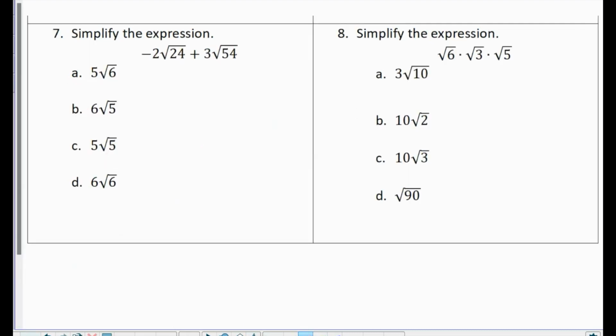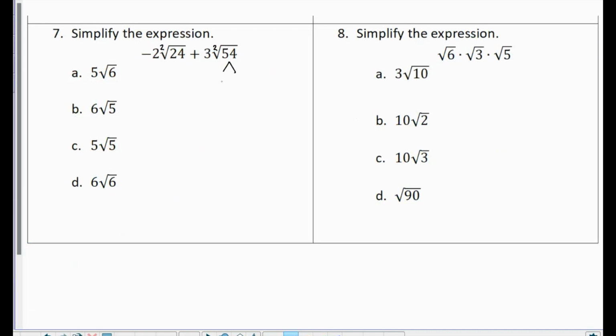Okay, number 7 is to simplify the expression. In order to add or subtract radicals, the index has to be the same, which in this case they're both 2, so we're okay. But the radicand also has to be the same, and they are not. So I'm going to start by simplifying. Let's start with the 54.